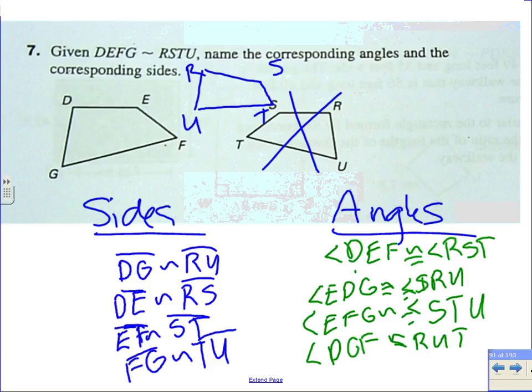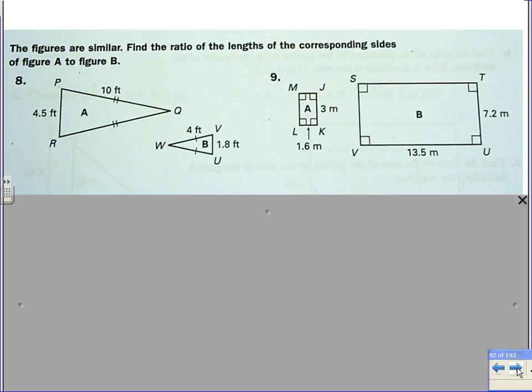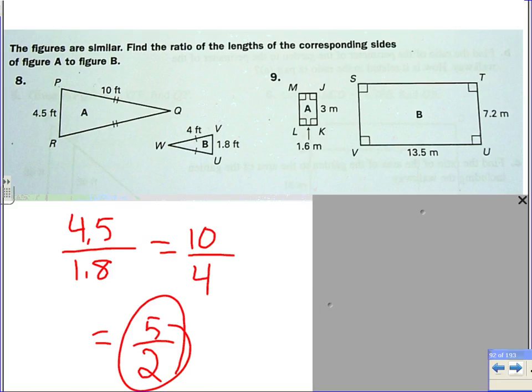Okay, let's go to number 8. Mary, what did you get for number 8? Good, 5 to 2. And I wrote my work up here. The directions on here I think were a little tricky for some of you. Basically, all they're asking is to set up the proportion of the corresponding sides, which is the same thing as the scale factor. So 4.5 goes with 1.8, 10 goes with 4. So if you write and simplify both of those, you get 5 over 2.